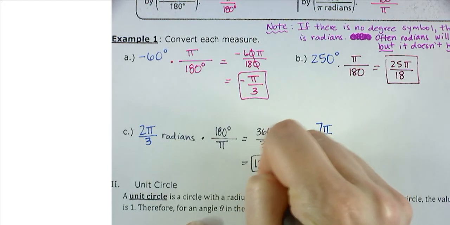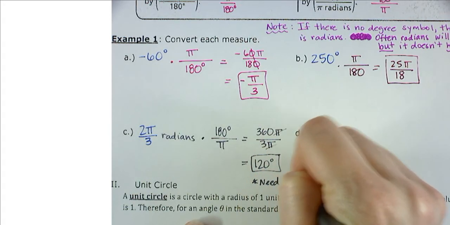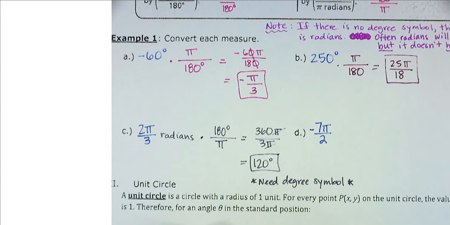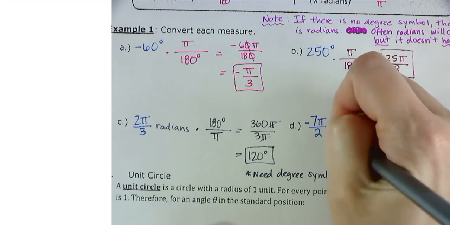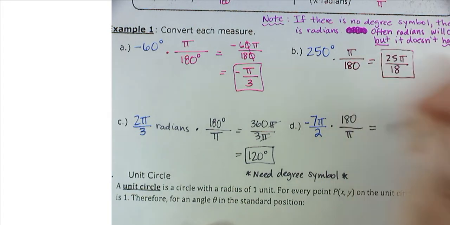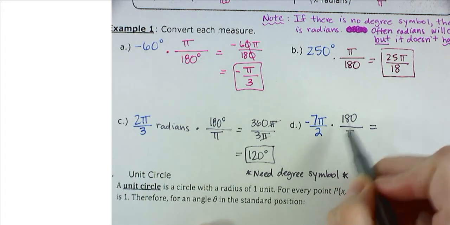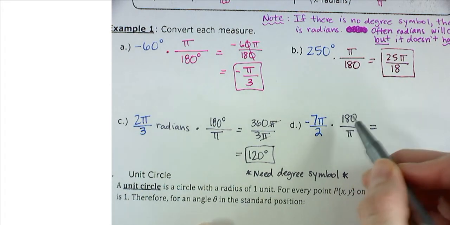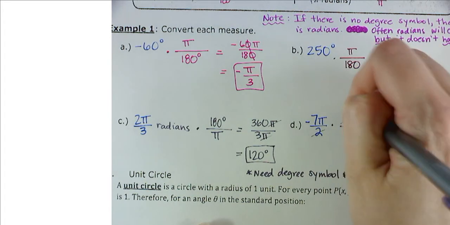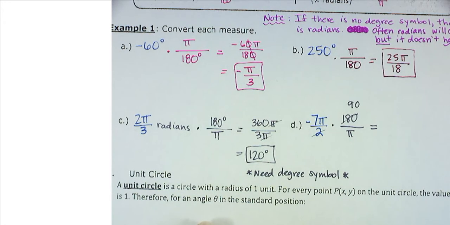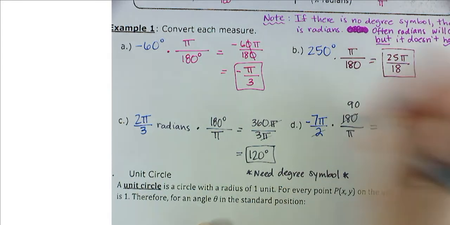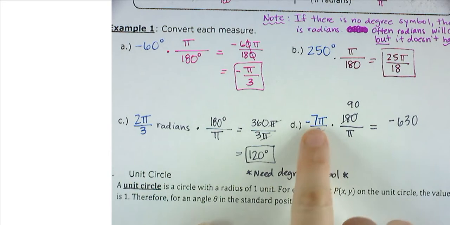All right, and then similar process with this one. We're just going to multiply by 180 over pi. Okay, we do know that the pi's are going to cancel out. You could also just start reducing here right away. Like I know that 180 divided by 2 is 90. So if I did 7 times 9, that would be 63. So I'm going to put the 0. This was negative. And then the pi's also canceled out. And negative 630 is my final answer.